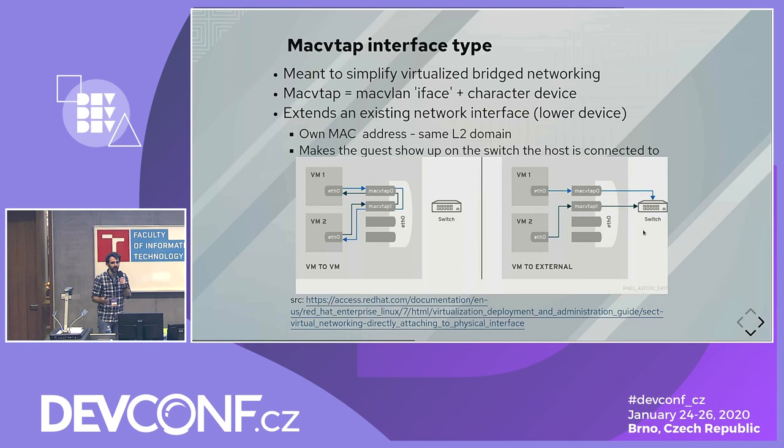The MACVLAN interface allows you to set up a sub-interface of a physical interface and assign it its own MAC address on the same L2 segment, in a way that you just have another functional interface on the same physical link of the physical interface you are setting up on top of. The MACVLAN interfaces themselves have different ways of operating.